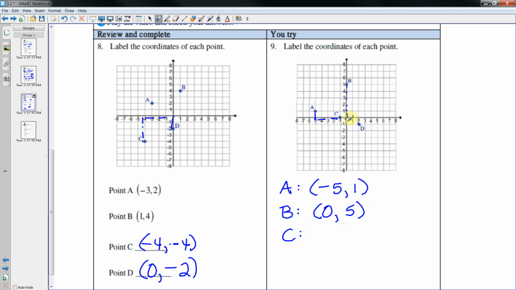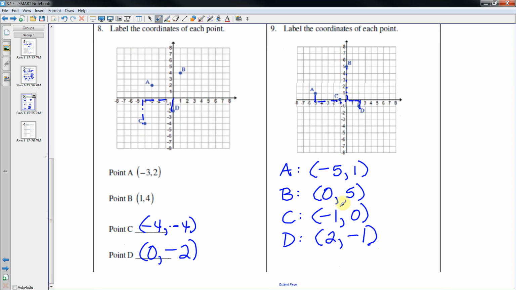Now C, I almost covered up when I went to my A a while ago, but it's right here. C, I'm moving left to the -1, and then I'm not moving up or down at all. So I'm moving -1 first, but then I'm not moving up or down, so that means a 0 for the Y. Then the last one, you're moving over for D, you're moving over to 2 and down 1. So 2, comma, -1. And that's how we are plotting points.